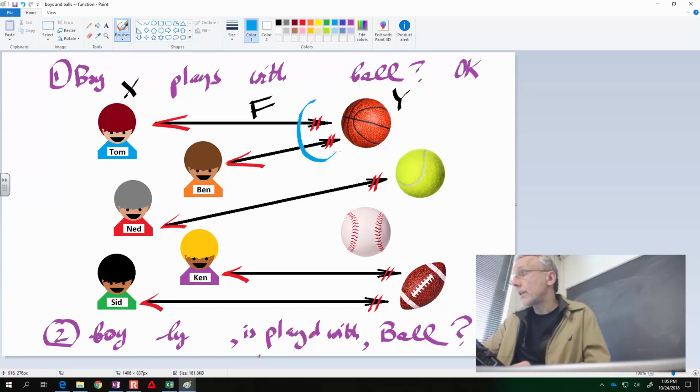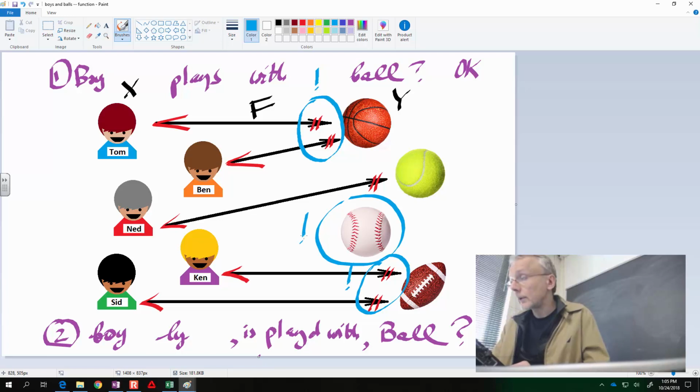Do you see other problems? Football. Same problem with the football. Once again, the problem is that two boys play with it, and therefore there is no one single answer. Any other problems? Yeah. Nobody plays with baseball. Okay, so actually three problems of different nature.